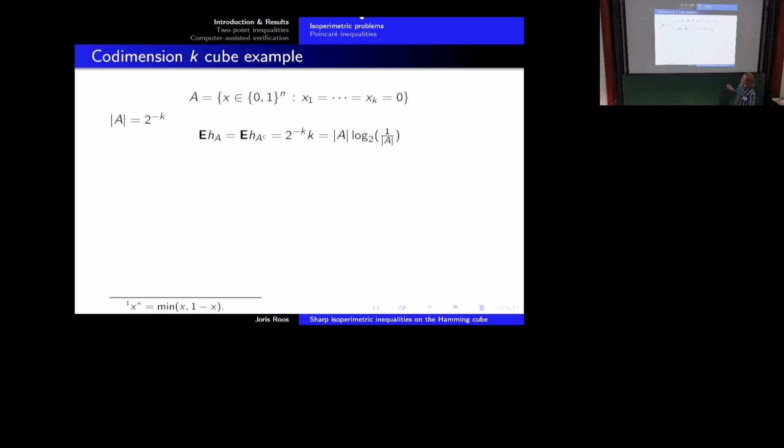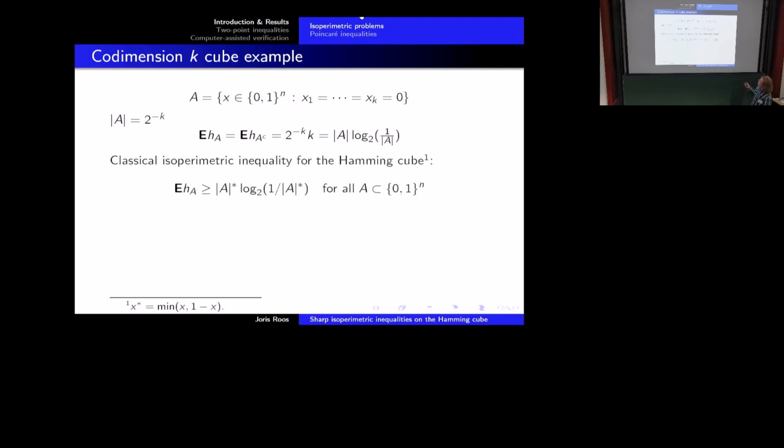Again, I can compute what is the volume, it's 2 to the negative k, and I can compute what is the edge boundary measure, and it is going to be 2 to the minus k times k, and I want to write this in this funny way, changing variables with the volume, and this function is a function we're going to see many times over.